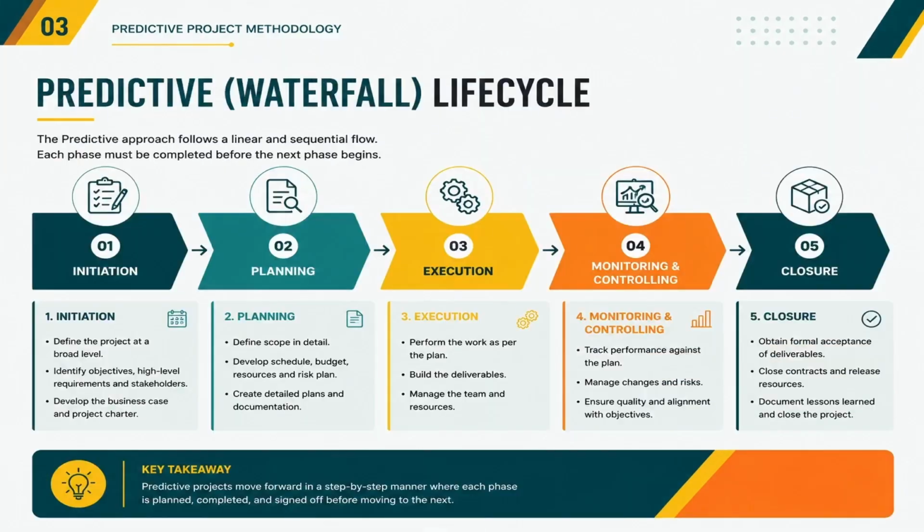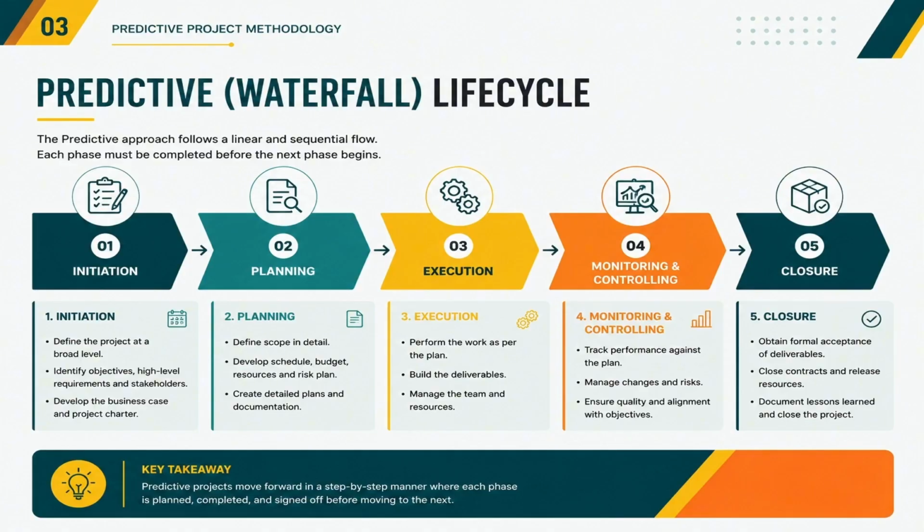Now, let us look at the predictive or waterfall life cycle in detail. The predictive life cycle follows a clear sequential flow. First comes initiation, where the project is defined and approved. Next comes the planning phase, which is one of the most important phases. Here, the project team creates the detailed plan related to the scope, schedule, cost, resources, quality, and risk. Then after the planning phase comes the execution phase. This is where the actual work is performed and deliverables are developed.